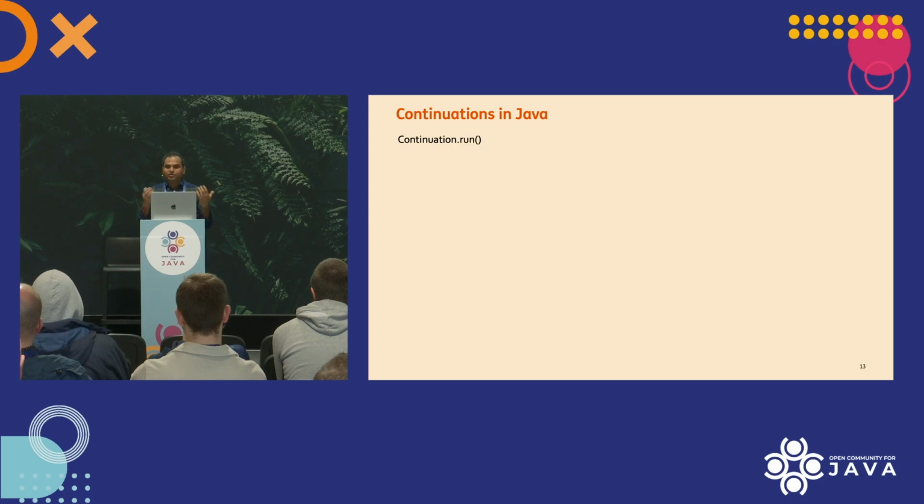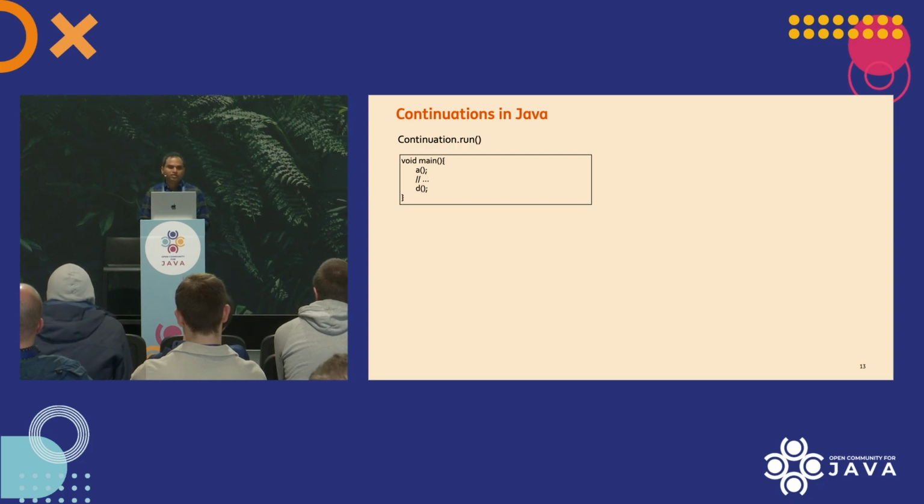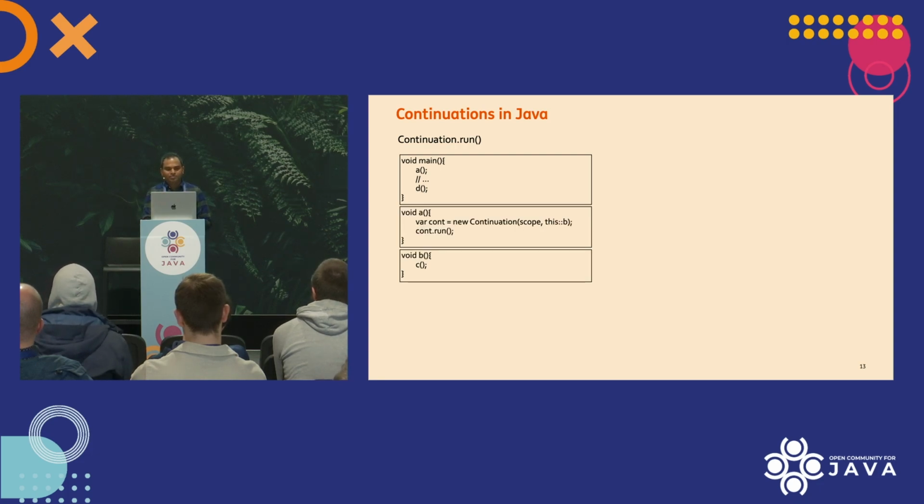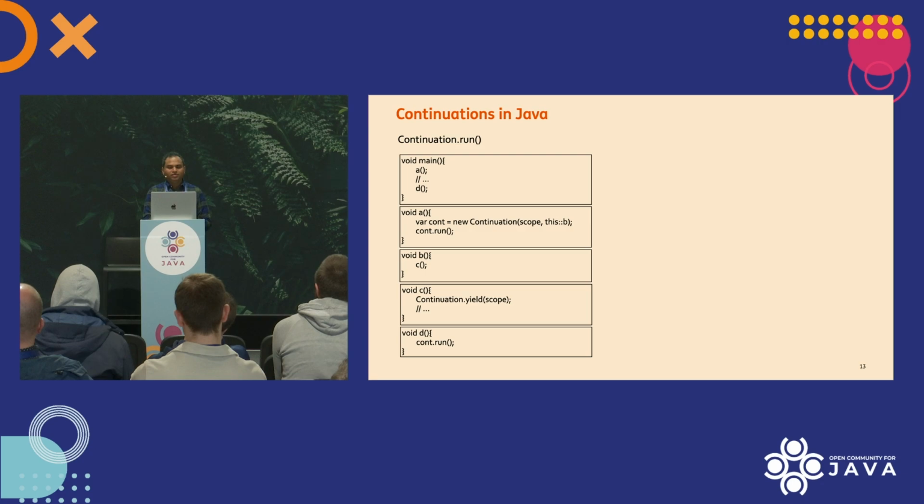What happens in continuation.run? How does it resume? Again, the same example, but extended a little bit with a method D. We have our A method, B, and C method. And in D, we do continuation.run. So basically, we want to resume. And it is the same continuation object that we had in method A. Now, how does the resume functionality happen?